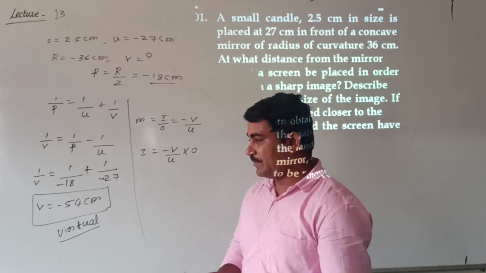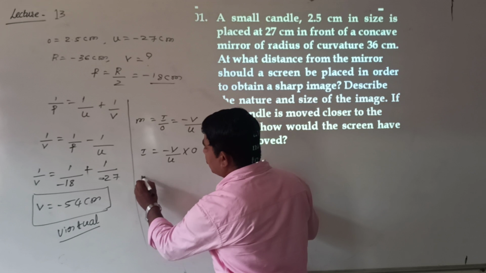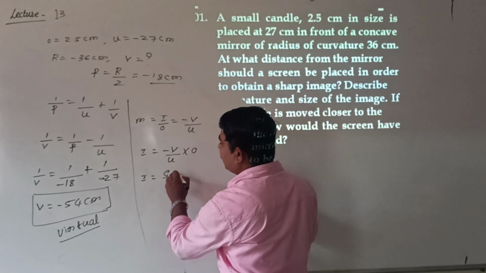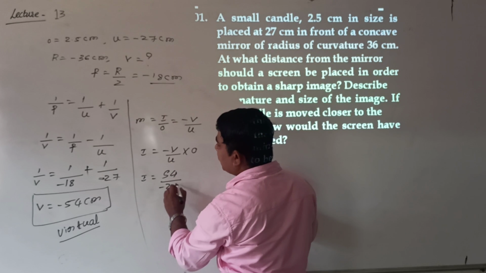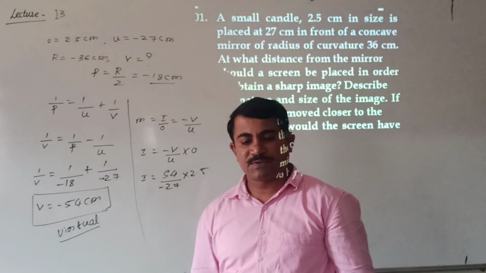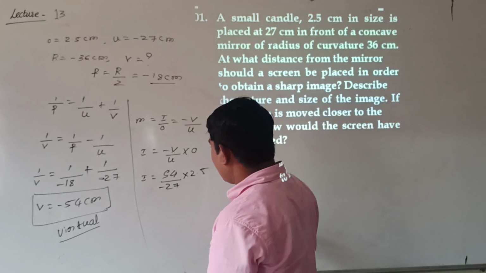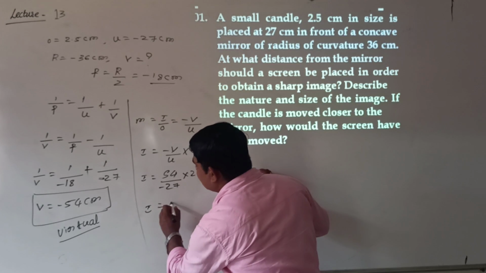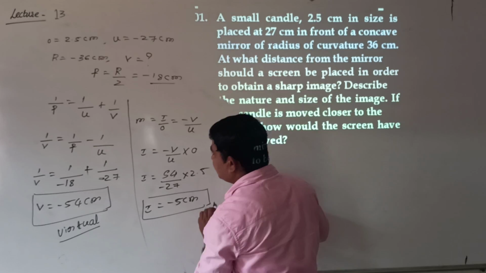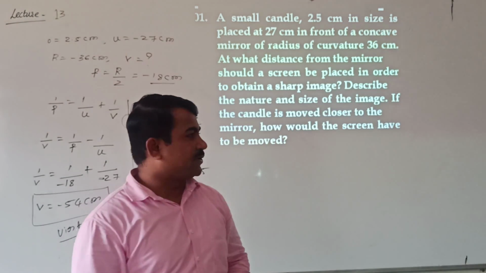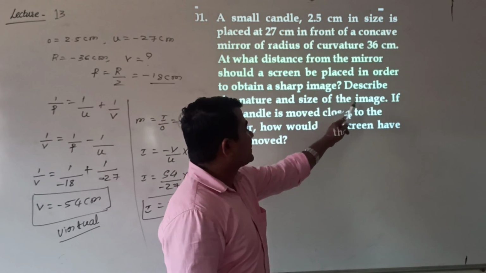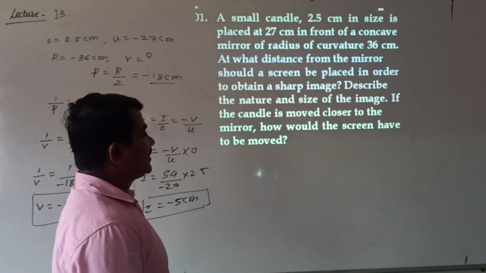We need the size of the image. Then I is equal to V, which we already got. Minus into minus is plus, that value is 54, U is minus 27, into 2.5. From this I can directly obtain the value minus 5 centimeter. This is the size of the image. So, describe the nature and size of the image: the size is this much and the nature is virtual.